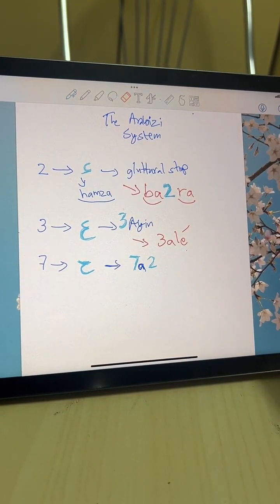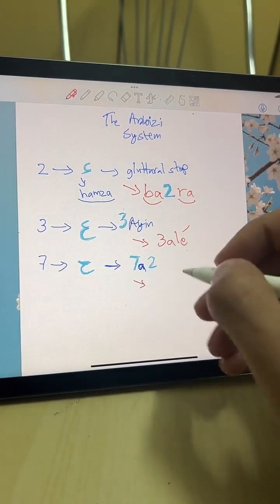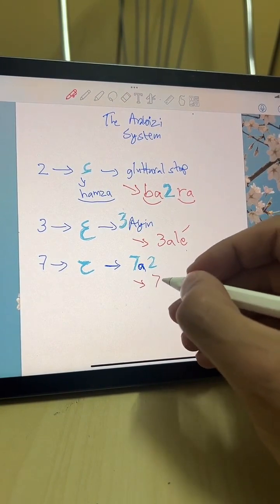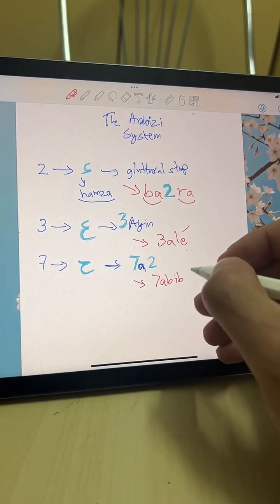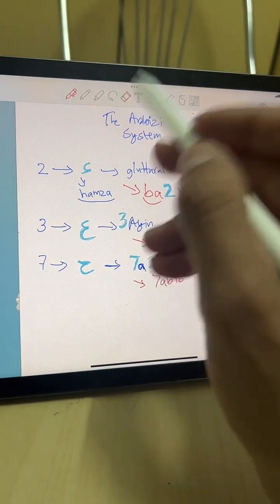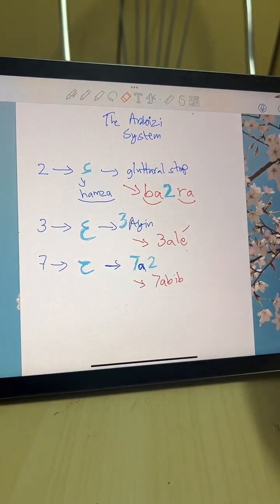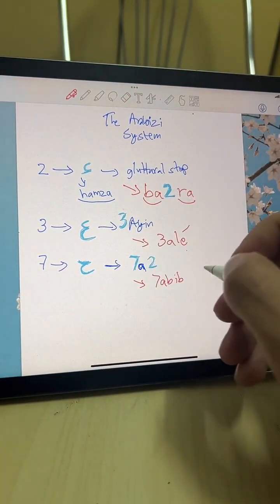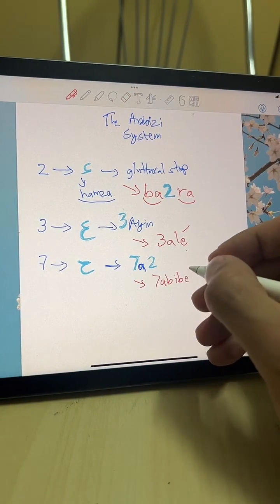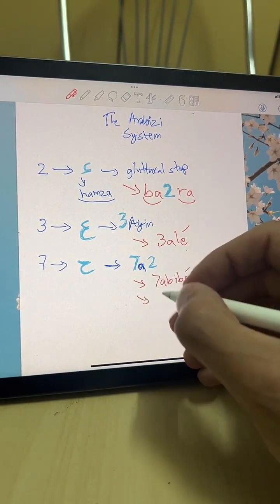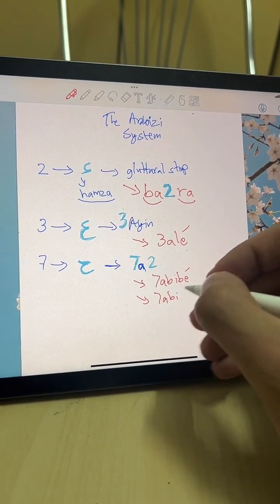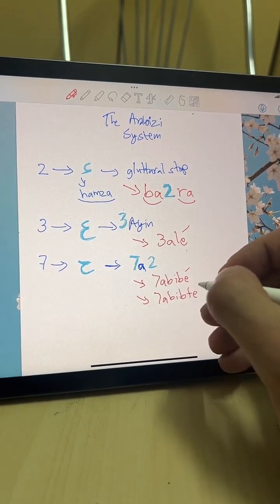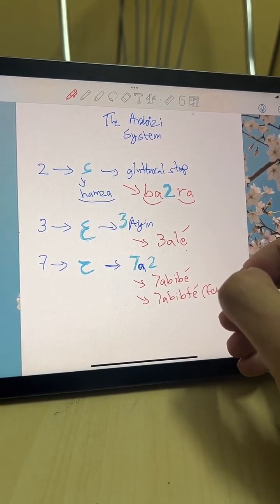And a very good example of ha is the following. Habib. In standard Arabic, it's habibi. In Lebanese Arabic, it's habibi. Feminine, when you're talking to a woman, then it's habibti. This is feminine.